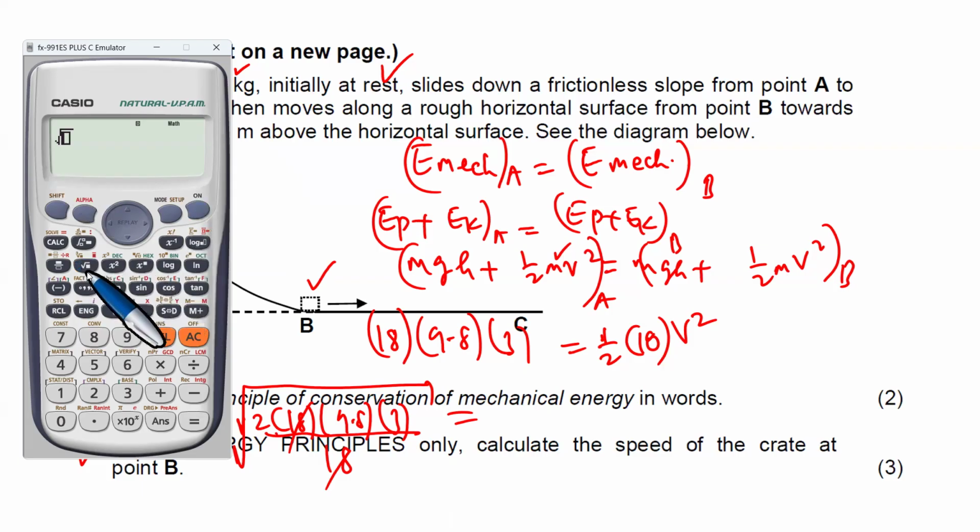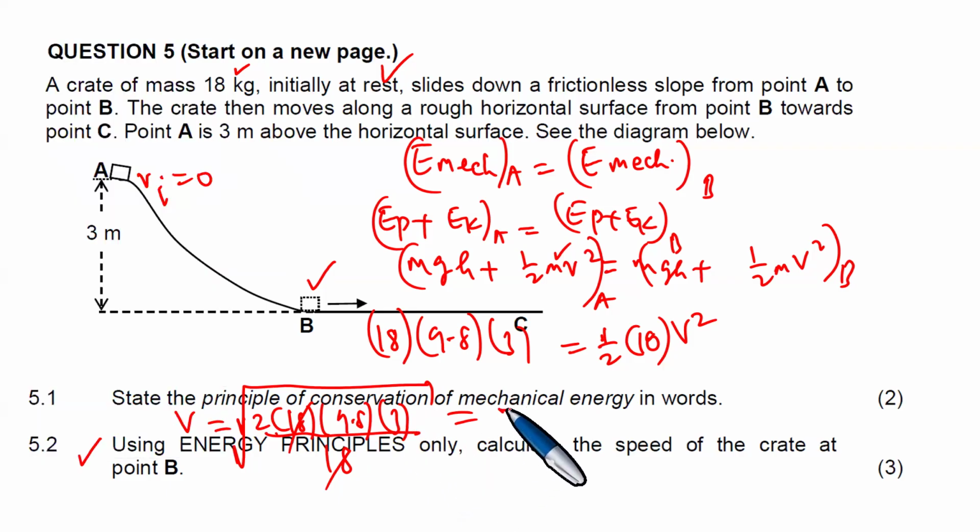So you're going to have the square root of 2 by 9.8 by 3, which is 7.67. 7.67 meters per second. That is the velocity.